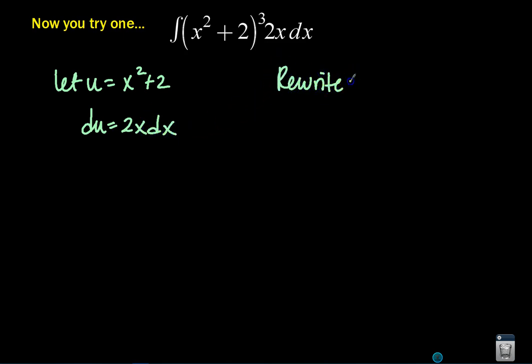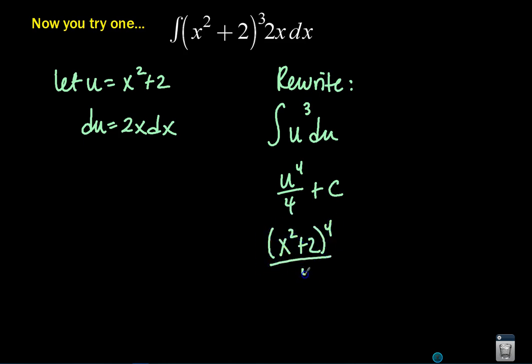So when I go to rewrite this, I've got the integral of u cubed and then du. Antiderivative of u cubed is u to the fourth over 4 plus c. So I've got x squared plus 2 to the fourth over 4 plus c. Okay? I hope this is starting to make a little bit more sense to you guys. If not, just keep watching. Hopefully within a couple of these it'll start to make some more sense.